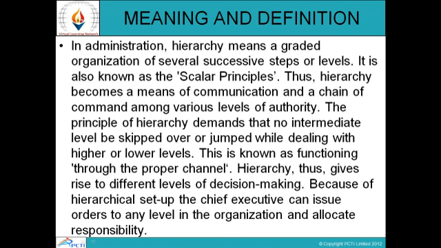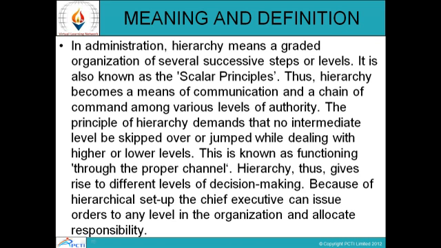It is also known as the scalar principle. If we talk about successive steps in the organization, it is also considered a graded organization, or the scalar principle. That means a principle through which there is a proper flow of communication and a proper chain of command. At the same time, it defines the proper working of the authorities.